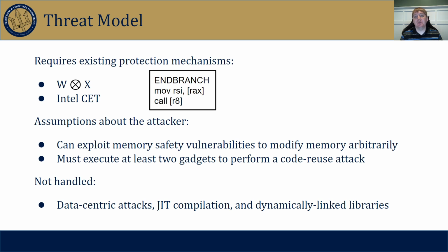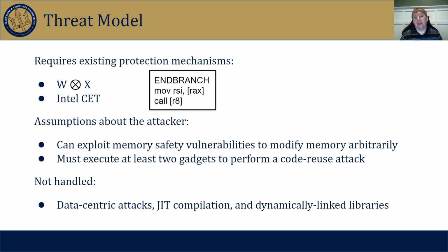We also make some assumptions about the attacker. We assume the attacker can arbitrarily modify memory by exploiting memory safety vulnerabilities. We also assume that the attacker has to execute at least 2 gadgets in a chain in order to perform a code reuse attack. If they only execute a single piece of code, a single gadget, we would consider that a data-centric attack, and we don't prevent that type of attack.